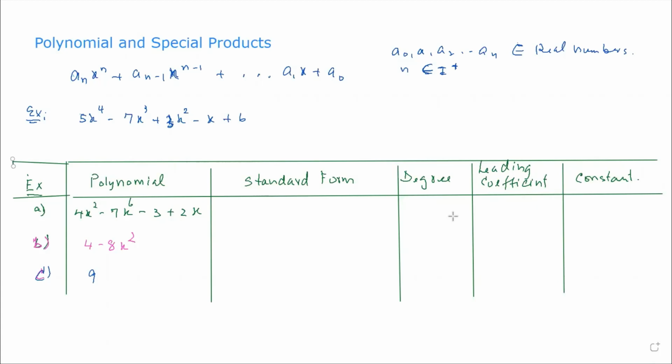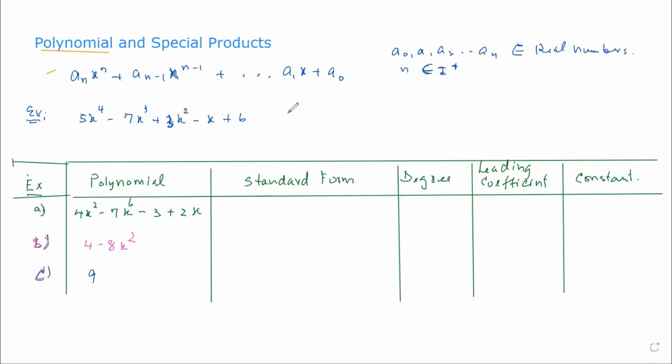Okay, the lesson today is polynomials and special products. But we go for the polynomial first. The meaning of polynomials, if we look at the definition, it's going to be like this: a subscript n x power n plus a subscript n minus 1 x power n minus 1, and so on, until the last term. The last term is like a constant. Depending on n, it starts from the highest to the lowest terms.